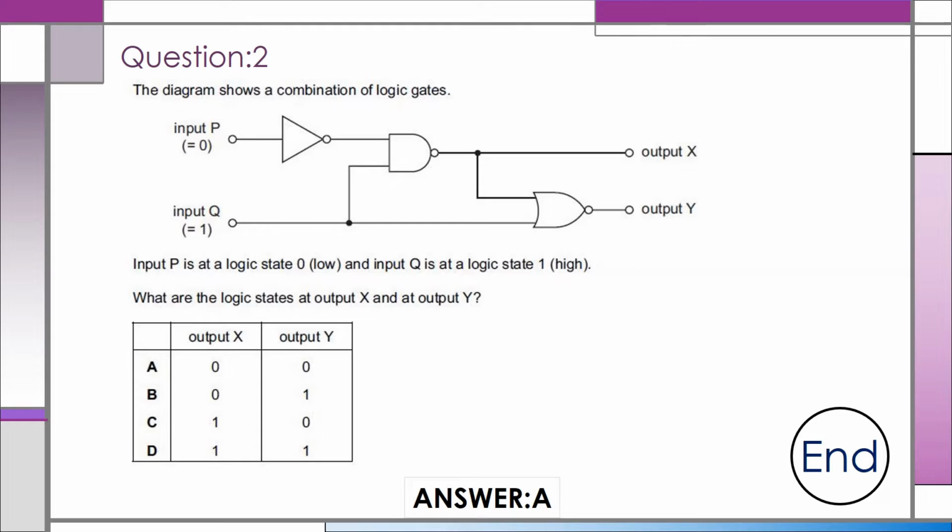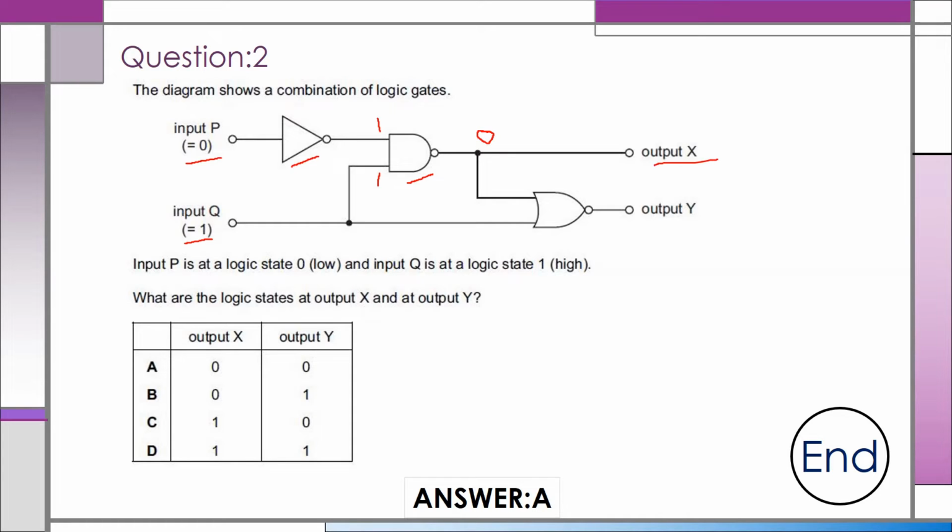A. Let's see. Here input P is 0 and this is a NOT gate, so the output will be 1. And here input Q is 1, so the other input for this NAND gate is 1. So for the NAND gate, both inputs are 1, 1, so the output will be 0.